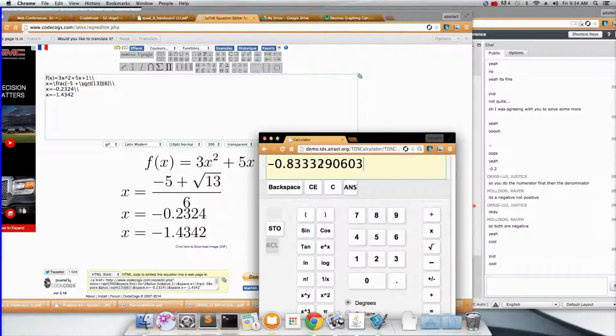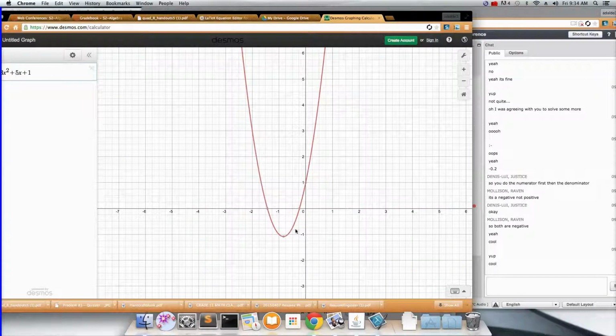0.833329, -0.833. And if you look at the x-coordinate, look at what the x-coordinate of this vertex is, right here. Isn't that cool?